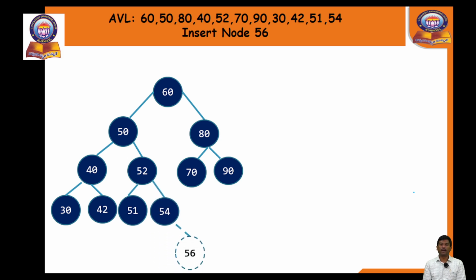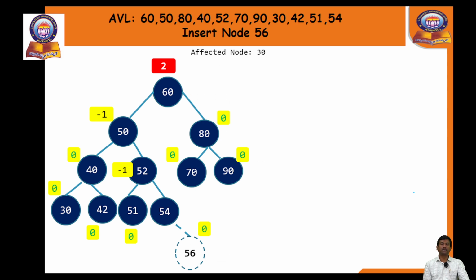When you are adding the node 56, the balance factor has to be found. Of course, at every node insertion, the balance factor has to be found. So the balance factor of 56 is 0, and so on. You will be computing the balance factor of these kinds of values. And when you are calculating the balance factor of the node 60, the balance factor is equal to 2. And what is the node that has been affected? The node that has been affected is 60. One correction.